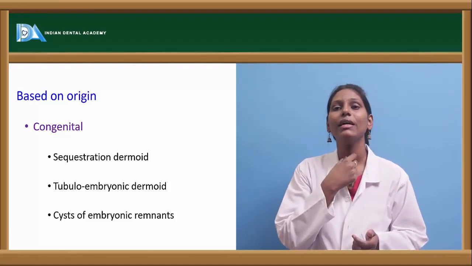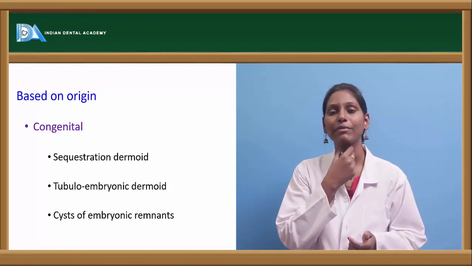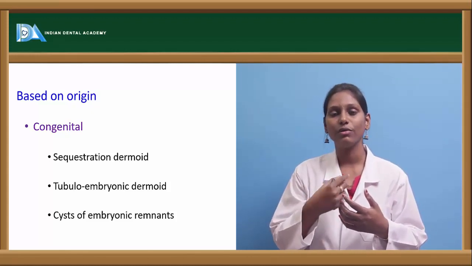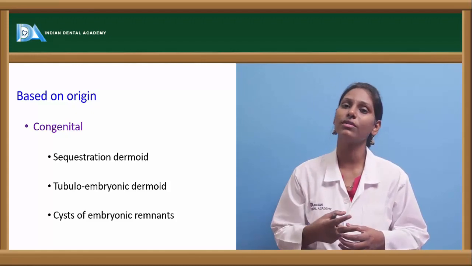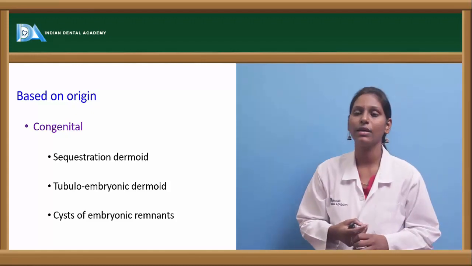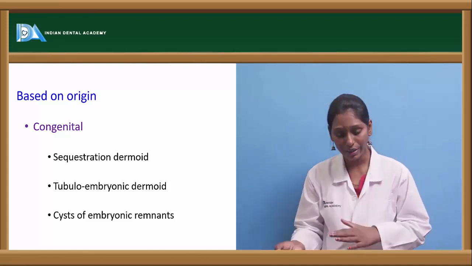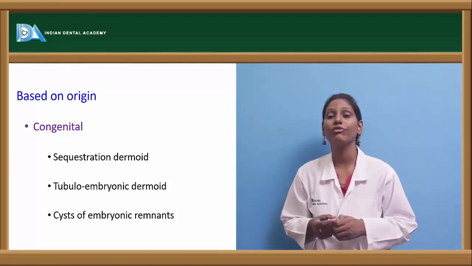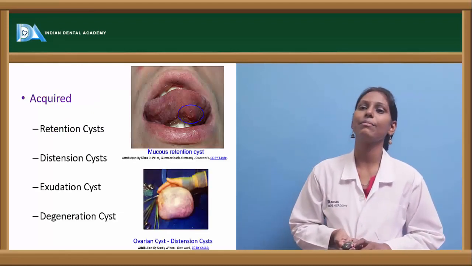So normally it has to fuse, and without this earlier closure, it extends into formation of a cyst again, leading to these tubulo-embryonic dermoids. We are talking about cysts of embryonic remnants. In the cysts of embryonic remnants, for example, we have cyst of urachus. Okay, this is again an example of cysts of embryonic remnants.